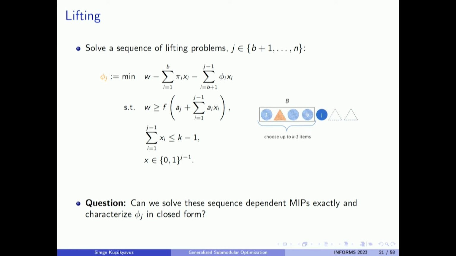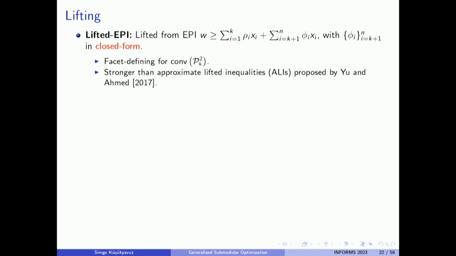So that's the question we had: how are we going to get these coefficients phi in closed form? How can we solve these lifting problems? And it turns out that we can do that. When we start out with extended polymatroid inequalities that I introduced for the regular unconstrained case, we can give closed form coefficients of phi and characterize them easily.